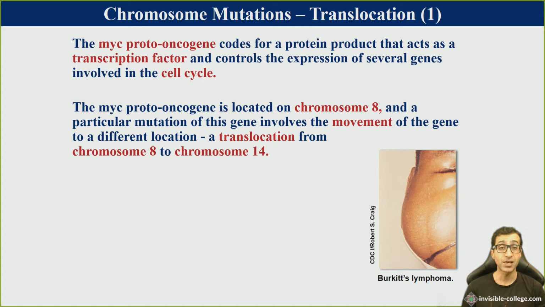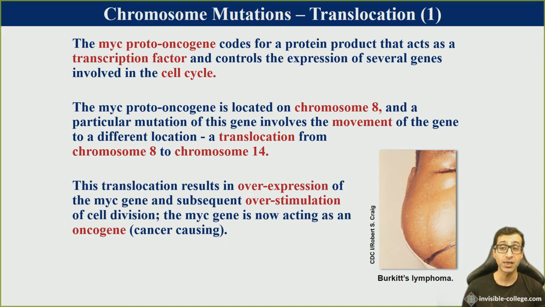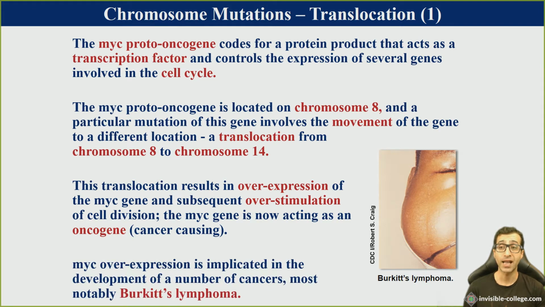Now, this results in an overexpression of the MYC gene and a subsequent overstimulation of cell division. Now, as we'll see later on, the overstimulation of cell division due to a breakdown in the regulation of gene expression, particularly of oncogenes and proto-oncogenes, can result in cancer. And in this case, it does result in a particular kind of cancer. So the overexpression is implicated in Burkitt's lymphoma, which is a particular form of cancer.